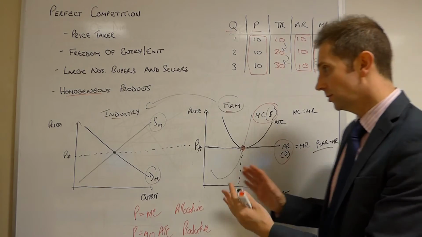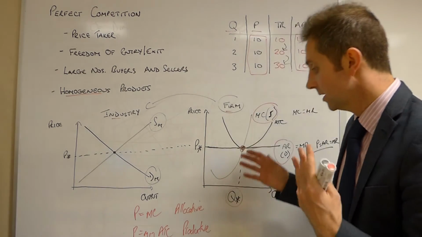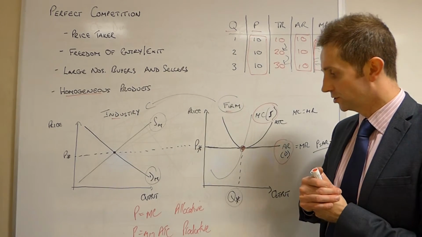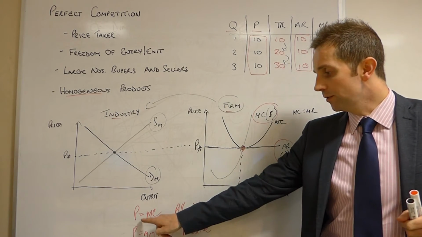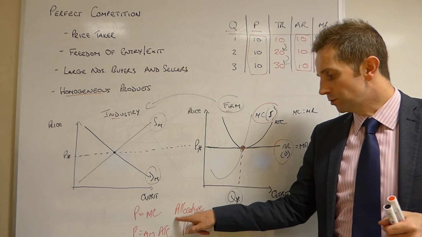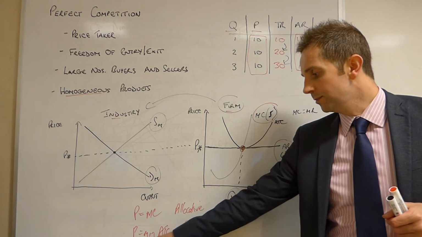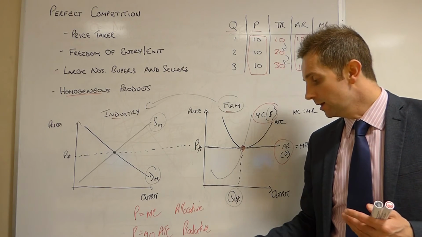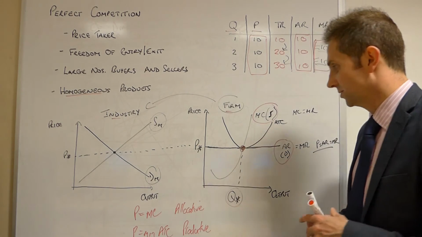And then where I got to before the video stopped was trying to assess how efficient this model of perfect competition is. So you know that we've got P equals MC, which would be allocative efficiency, and P equals min ATC, or minimum efficient scale, which would be productive efficiency.